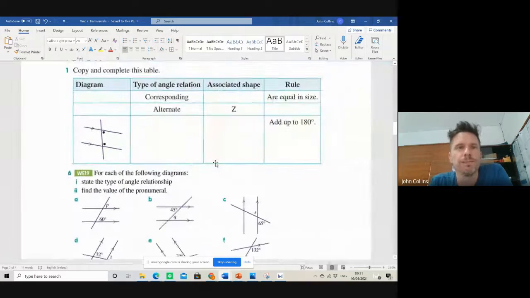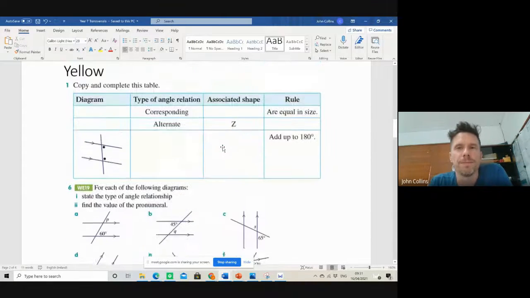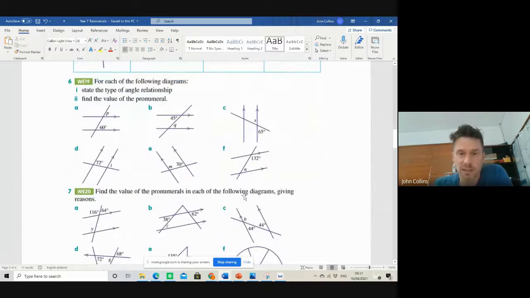Okay, so that's green. For yellow, you'd have to draw a sketch of the corresponding angle, so you can just throw that in from your notes and put dots in. Alternate the same. Associated shape for corresponding, so that's the letter F, if you're not sure what it is. Same question here. Question 6 is in green.